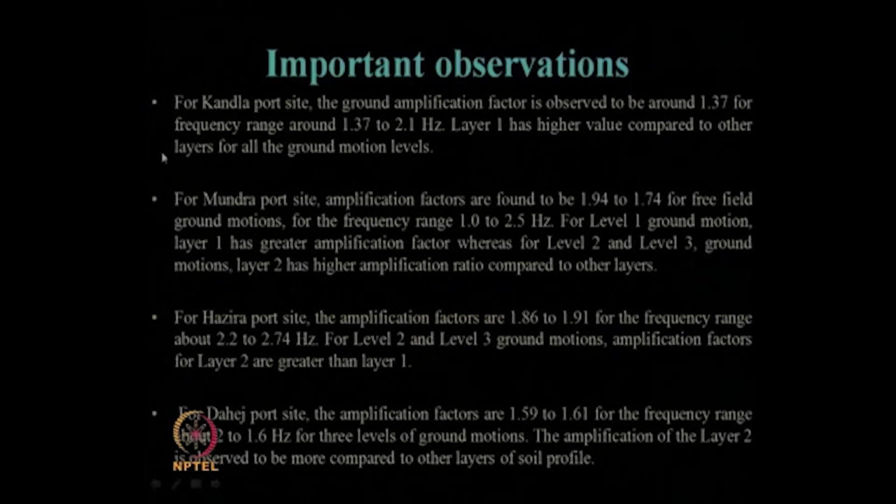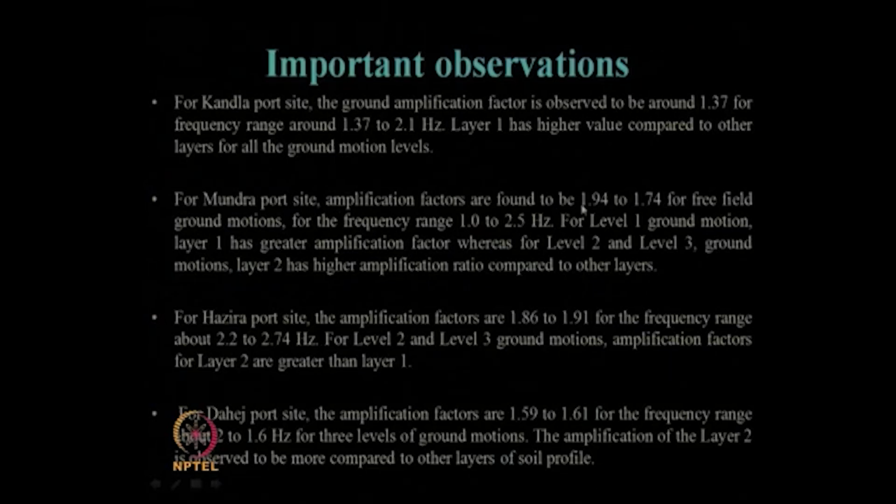What are the other important observations we got from this case study? For the Kandla port site, the ground amplification factor is observed to be around 1.37 for the frequency range between 1.37 and 2.1 hertz. Remember, this amplification also depends on your input frequency, that is, what earthquake input motion you have used and what frequency it had. If you use a different earthquake motion, obviously this amplification factor will also change, and layer 1 has a higher value compared to other layers at all ground motion levels.